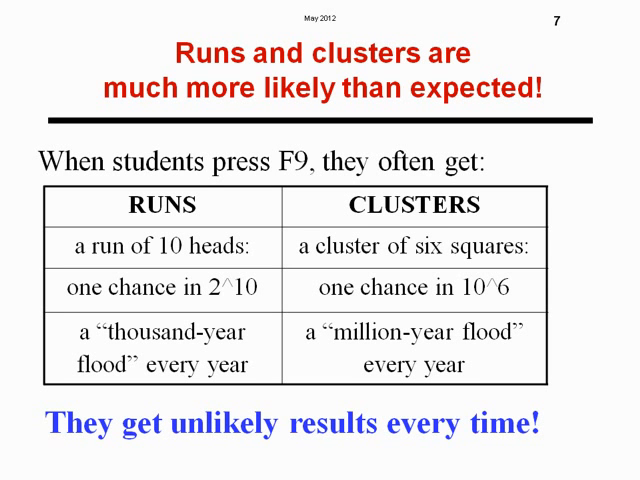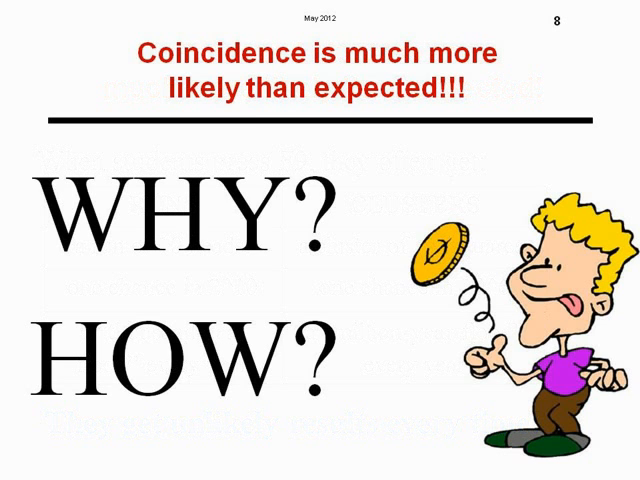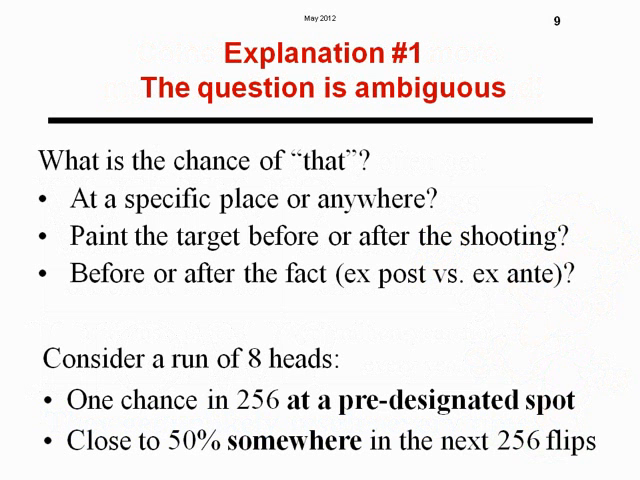Now students are prepared for the big questions. Why is the unlikely so common? How can a coincidence be repeatable? Here are 2 reasons. First, the explanation. The question is ambiguous. There are really 2 questions with different answers. Are we asking the chance here or somewhere? The chance before or the chance after?